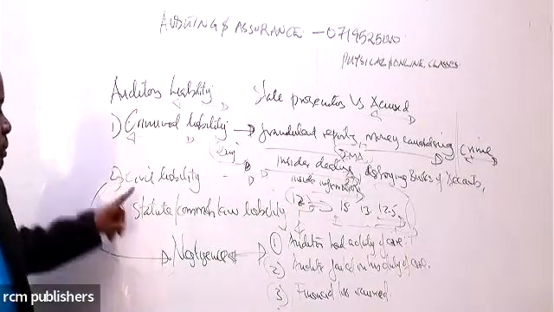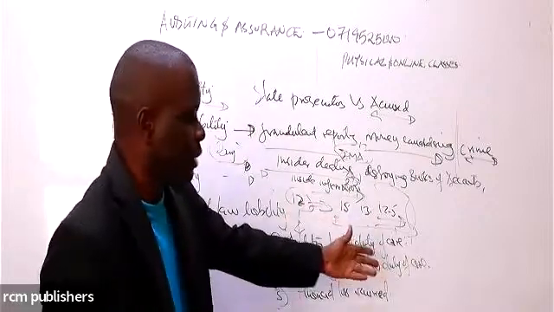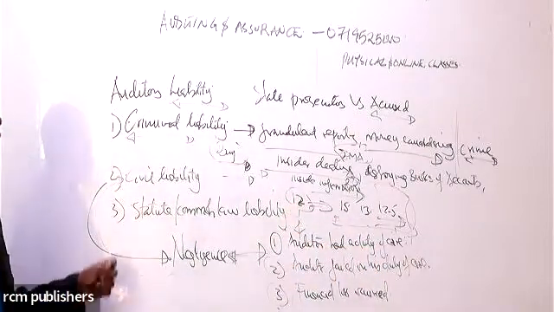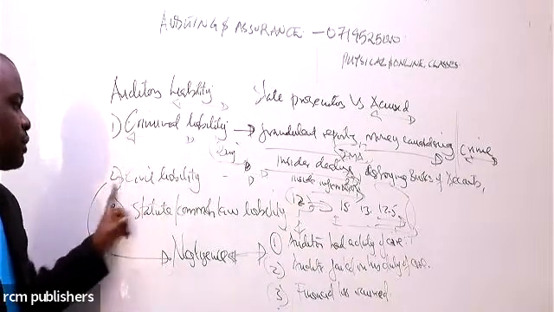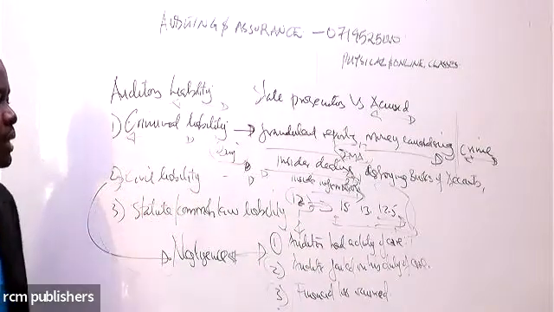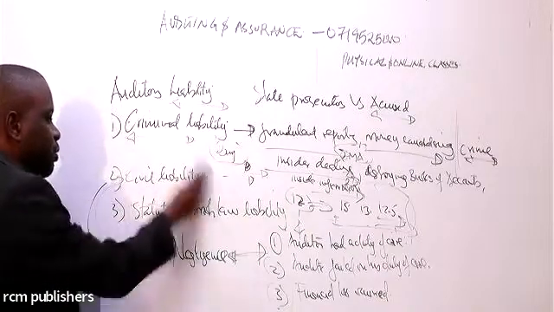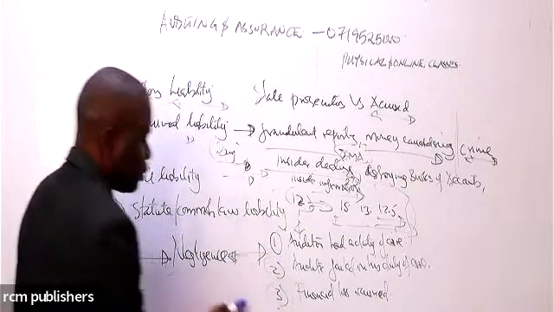But in this case, you've just committed a wrong against whom? A fellow third party, a fellow individual, a fellow private citizen. And of course, in that case, it will be negligence, which is civil in nature. Therefore, civil liability arises against the auditor. So the major liability here under civil liability is what? Negligence. For negligence, these three have to be proved for the auditor to be sued.